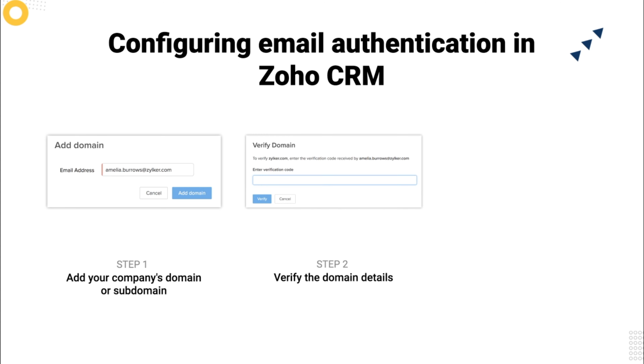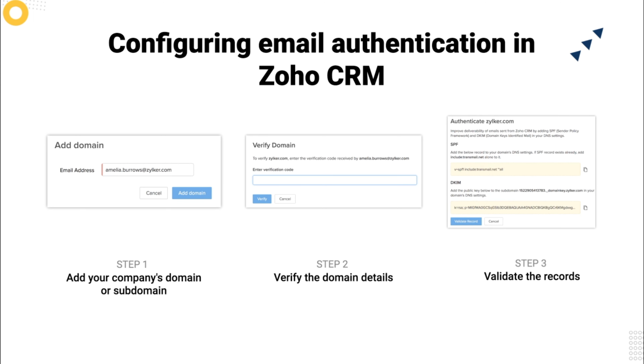Step 2. You need to identify the domain by entering verification code. This code will have been emailed to the address entered in Step 1. Step 3. Validate the records by adding the SPF and DKIM values in your domain's DNS settings.